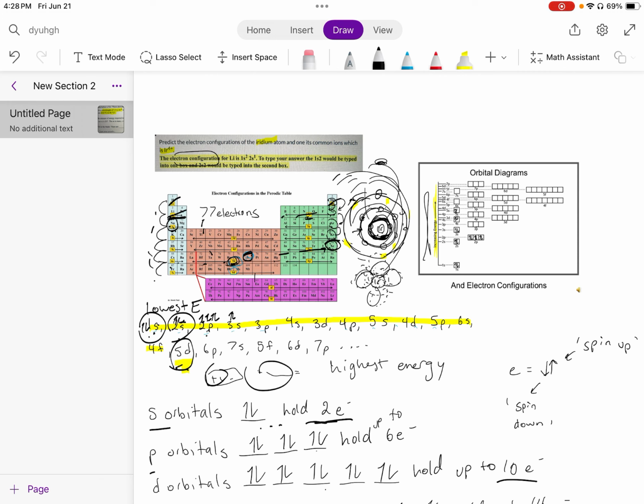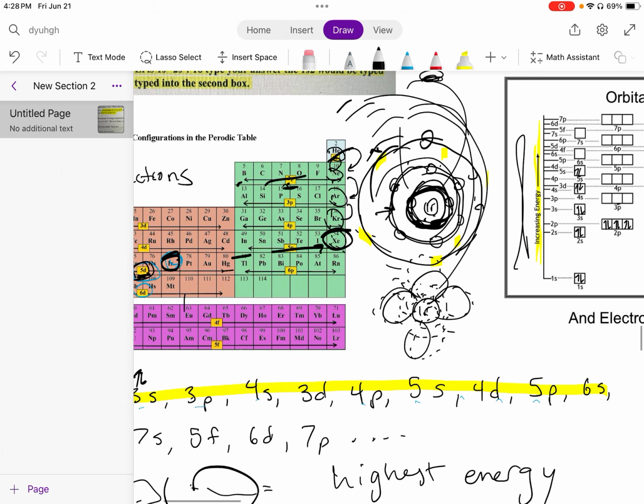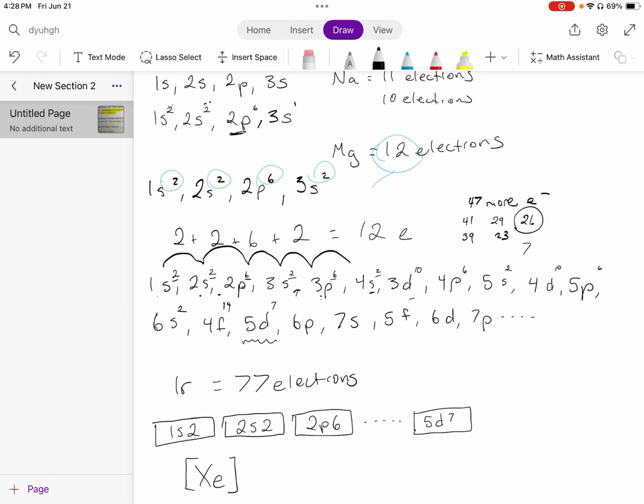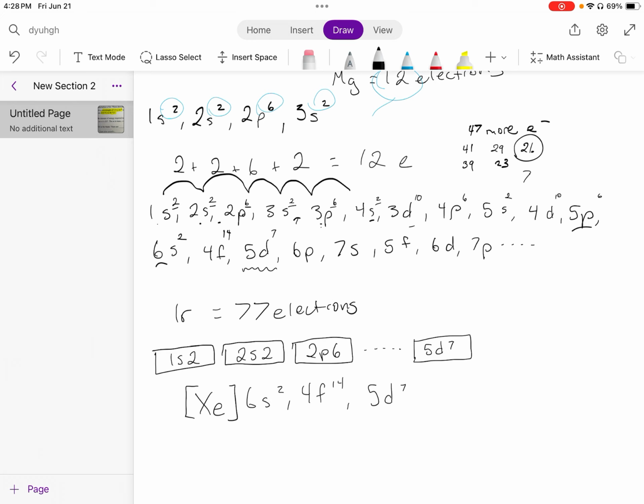So xenon, where does xenon end? It ends at the 5p. Sorry, I don't know if you can see. So you take your nearest noble gas, and xenon ends at 5p. So what's after 5p? Then we go to the 6s. So then we go 6s2, 4f14, 5d7.